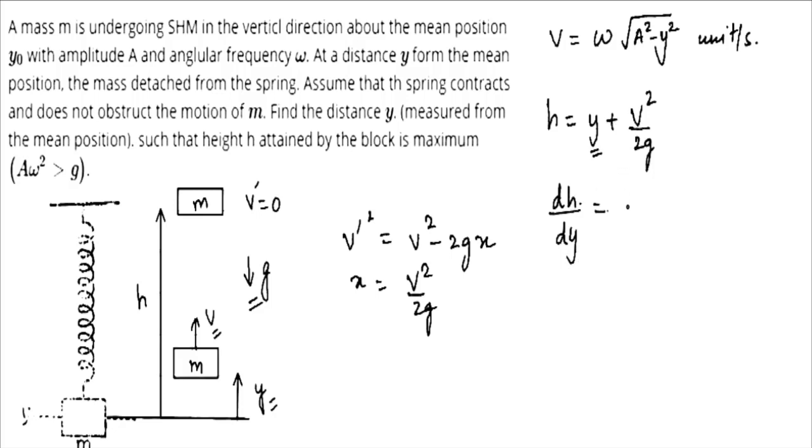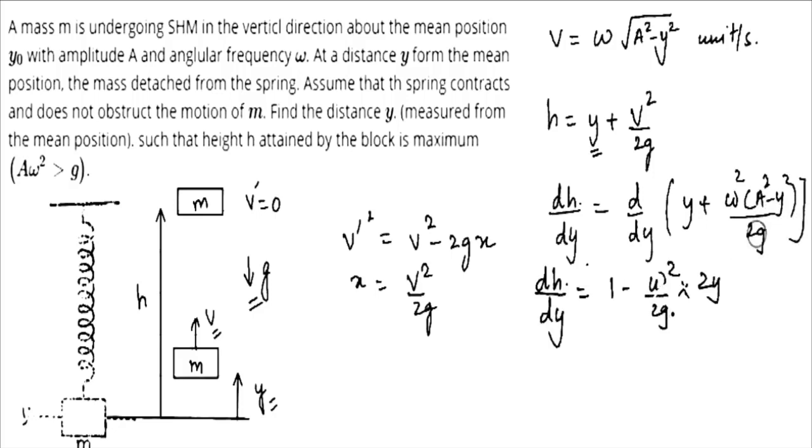Now let us put the value of v square. So v square is simply omega square times a square minus y square. You can see I have differentiated this function. Differentiation of y will be simply 1 with respect to y, and omega square by 2g is constant, so this will come out.